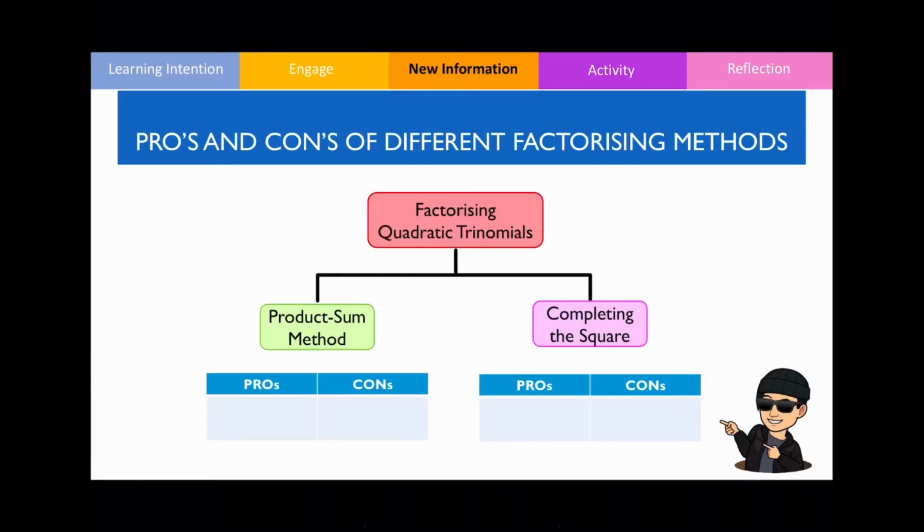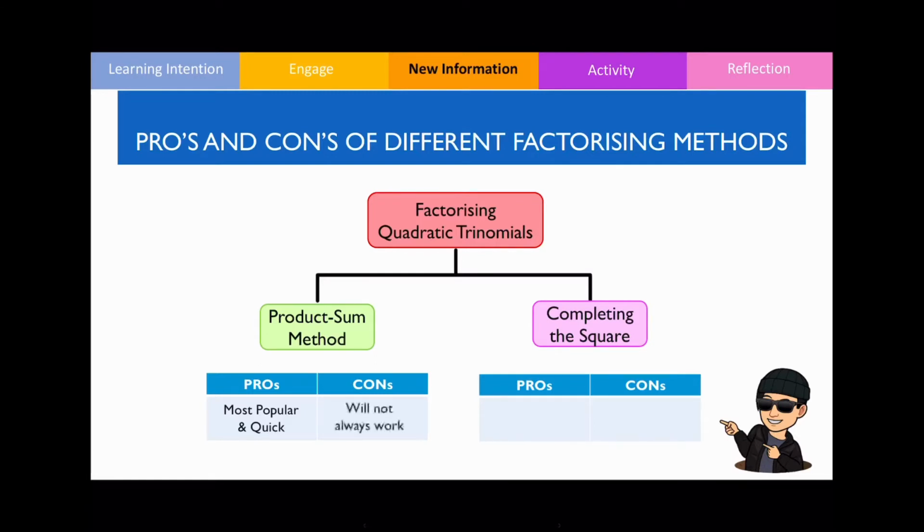Now, for the product sum method, this is a very popular method that we've been predominantly using. The pros of this is that it's the easiest and most popular method to use when we're trying to factorize quadratic trinomials. The disadvantage is that this particular method won't always work for all trinomials, okay? It will probably factorize maybe 70% of all the problems you'll encounter. So that's the disadvantage.